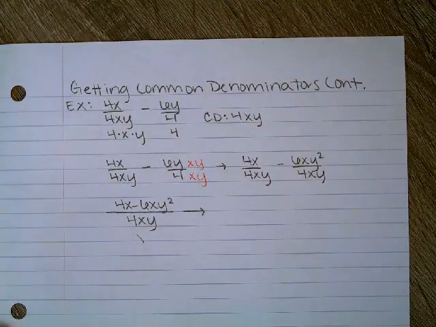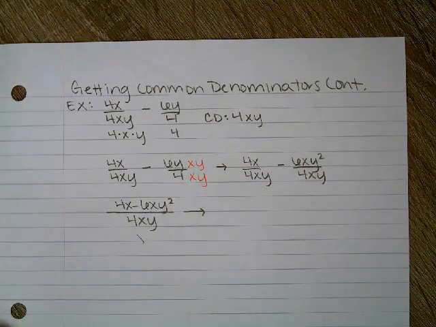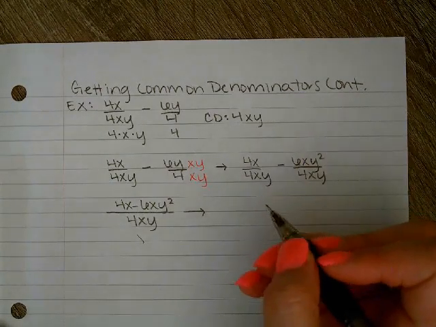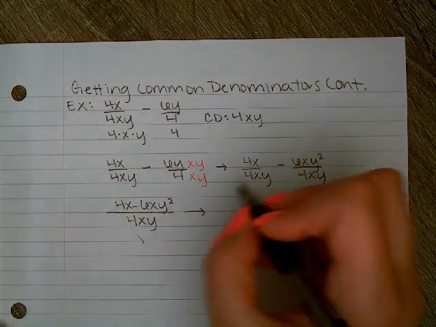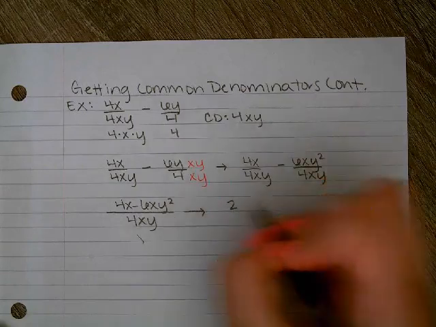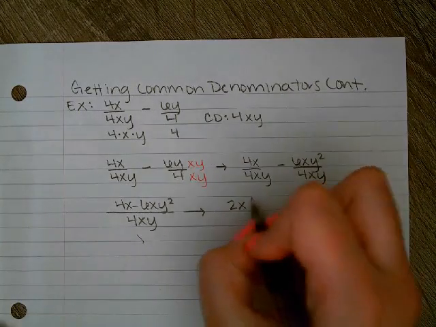And then before I can cancel things, I need to factor. So the top is a binomial. That means my method for factoring is going to be to take out a GCF. Between 4 and 6, I can take out a GCF of 2. And then with the variables, I have a GCF of x.